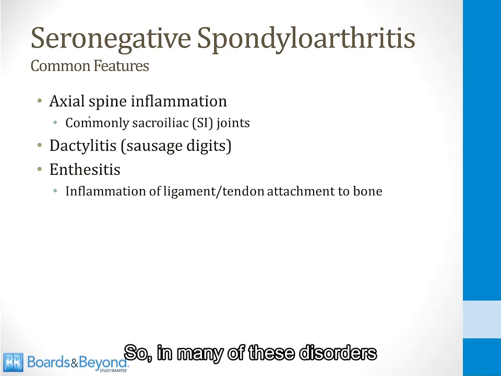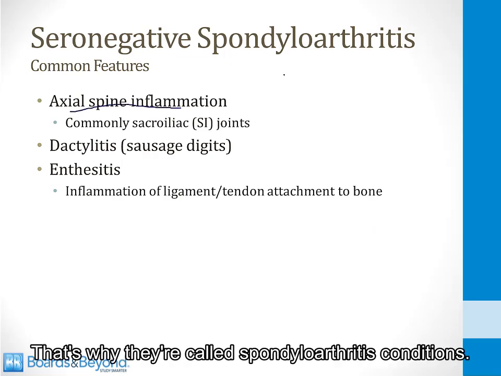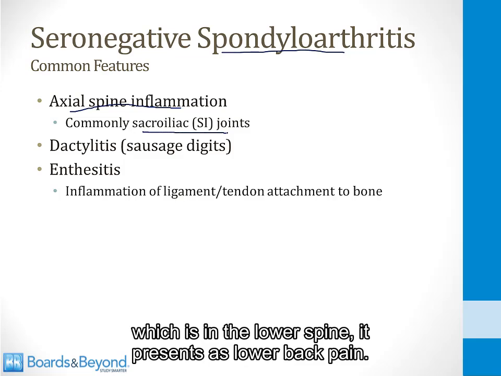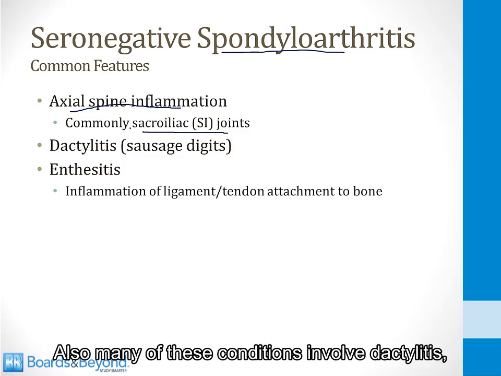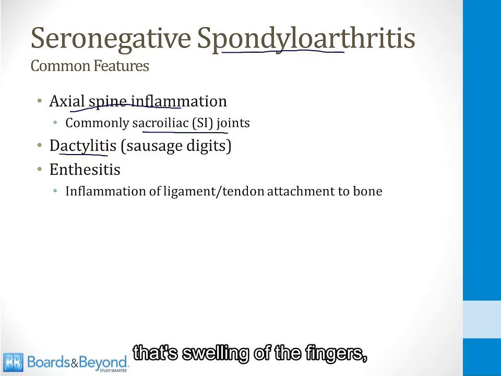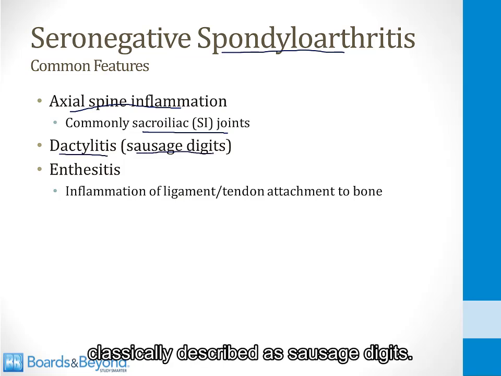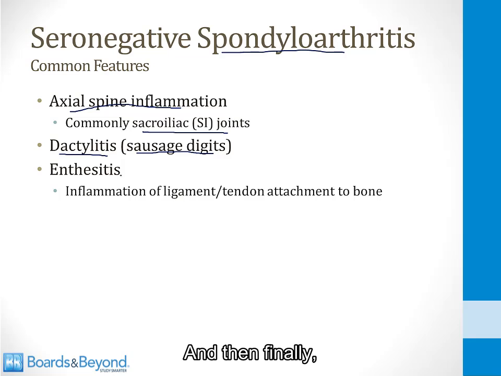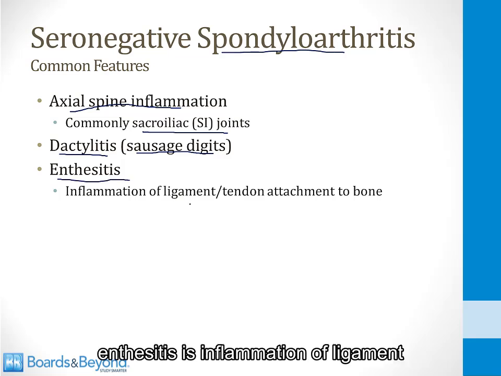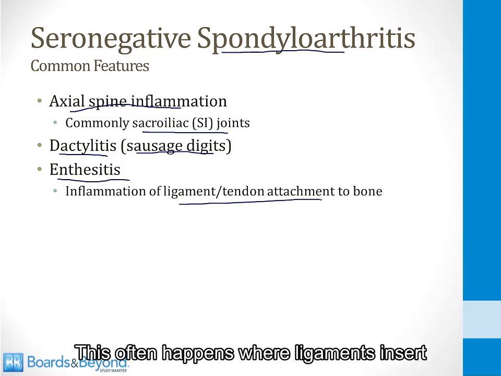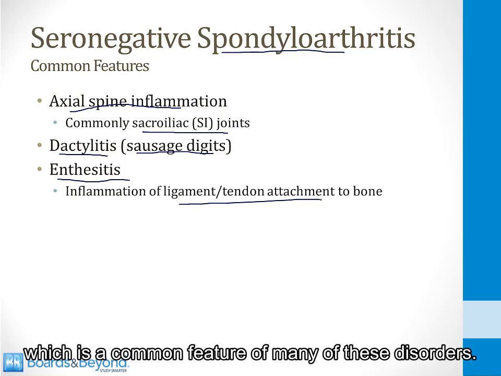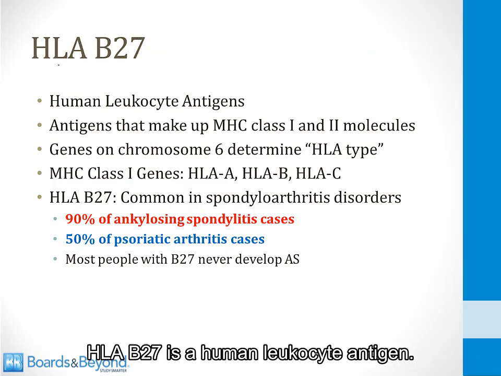Other common features of spondyloarthritis conditions are shown in this slide. So in many of these disorders, there is axial spine inflammation. That's why they are called spondyloarthritis conditions. Classically, this involves the sacroiliac joints, which is in the lower spine and presents as lower back pain. Also, many of these conditions involve dactylitis, that's swelling of the fingers, classically described as sausage digits. This occurs because there's swelling of the soft tissue around the joints in the fingers. And then finally, enthesitis is inflammation of ligament and tendon attachments to bones. This often happens where ligaments insert into the heel, and this leads to heel pain, which is a common feature of many of these disorders.